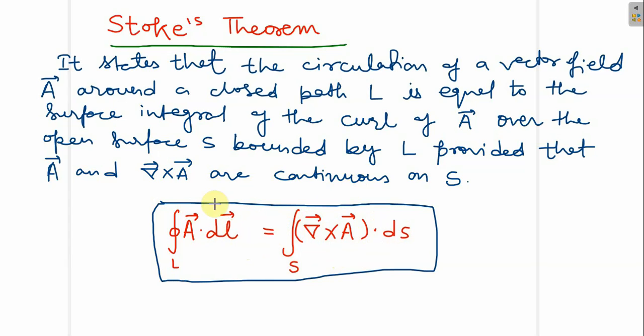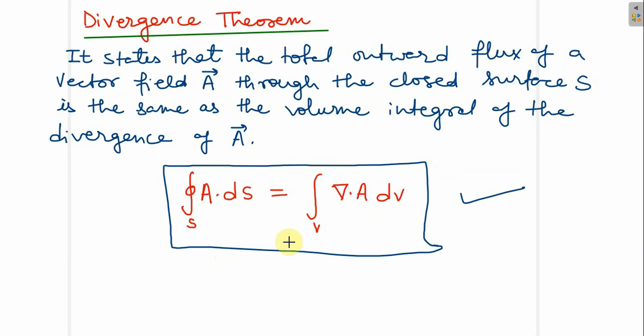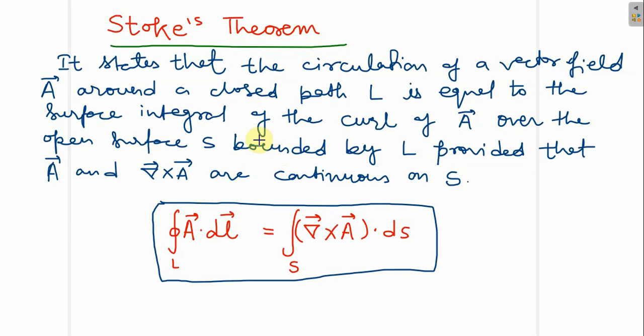The relationship between this line integral and surface integral is given by Stokes theorem, and the relation between the surface integral and volume integral is given by the divergence theorem. In this way we can simply represent the divergence and curl of a vector field, and we have also explained the divergence theorem and Stokes theorem.